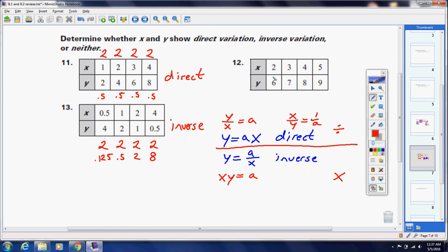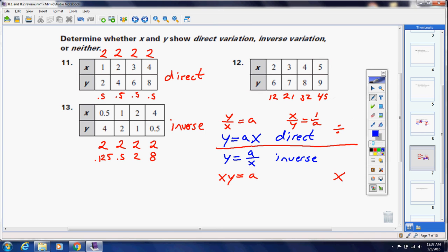Let's take a look at this one. Let's start off multiplying. Seems to be nice and easy. Let's multiply x and y and see what happens. 2 times 6 is 12. 3 times 7 is 21. This is not inverse variation, I already know. That's 32 and that's 45.